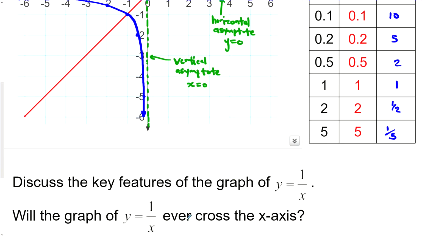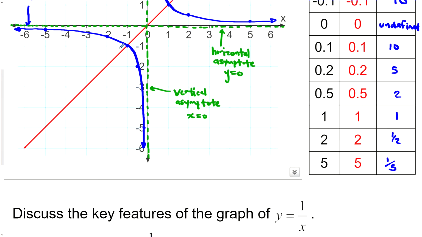So will it ever cross the x-axis? That would be no. You can see that from the graph. It does get pretty close. If you put it in your graphing calculator, it looks like it does touch. But it doesn't actually touch, no matter how large a number you have here. If you take the reciprocal, you're always going to get that 1 in the numerator, not 0. So to get 0 in the numerator, you'd have to take the reciprocal of something that was undefined, and that can't happen. So no, this never touches.